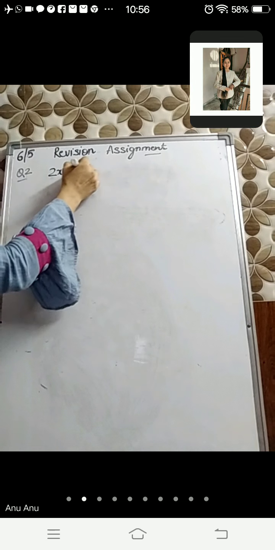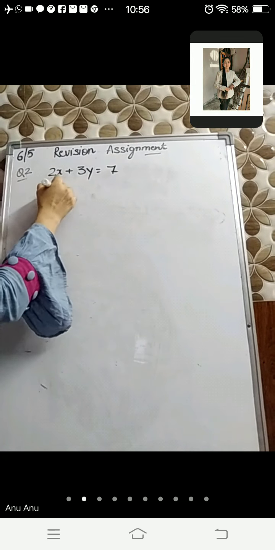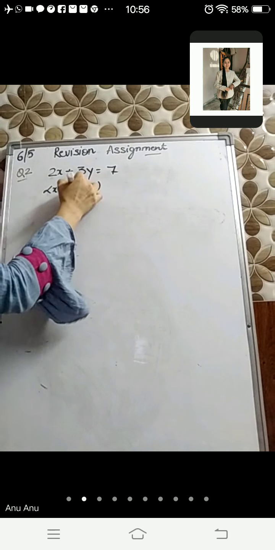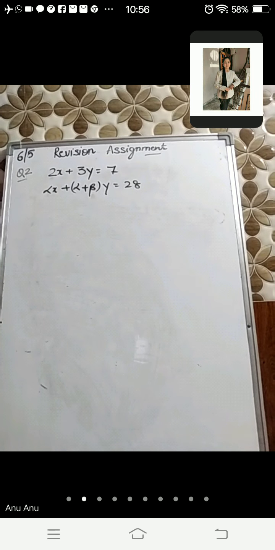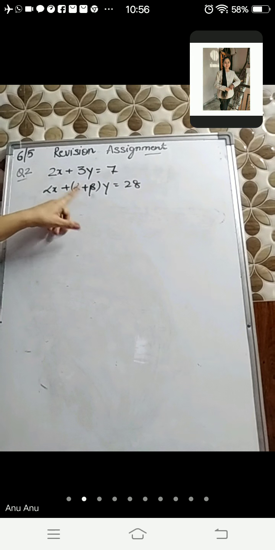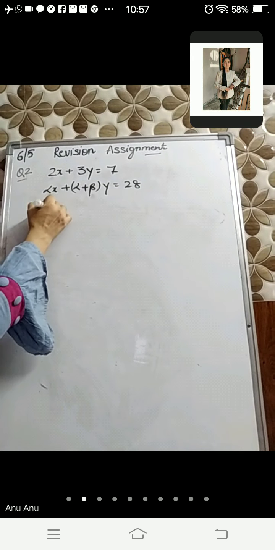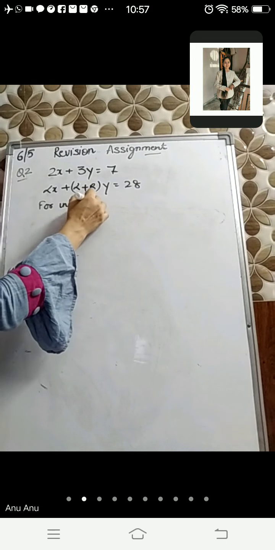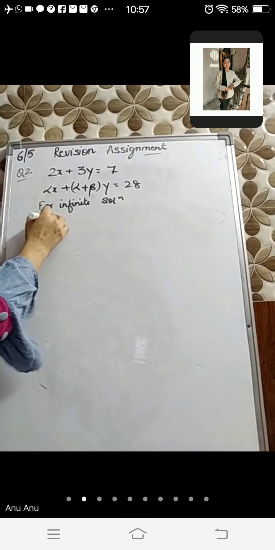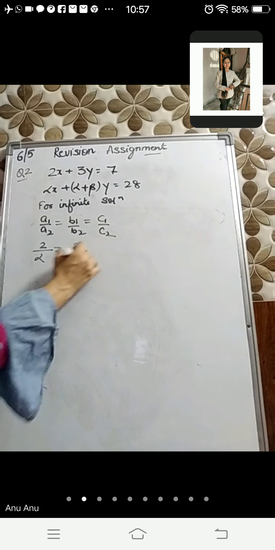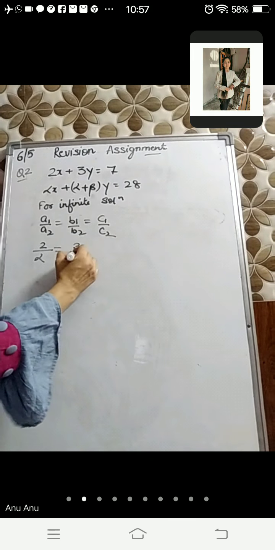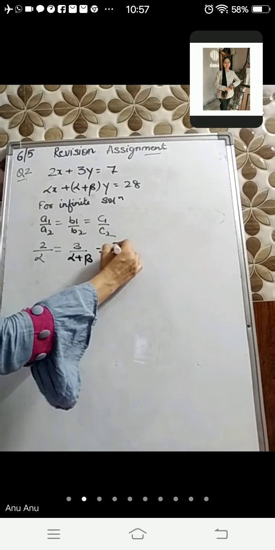The equations are 2x plus 3y is equal to 7, and alpha x plus (alpha plus beta) y is equal to 28. These two equations are given and the condition is infinitely many solutions. Two missing variables are there, alpha and beta, you will find them. So the condition for infinite solutions is a1 upon a2 is equal to b1 upon b2 is equal to c1 upon c2. Means 2 upon alpha, 3 upon alpha plus beta is equal to 7 upon 28.